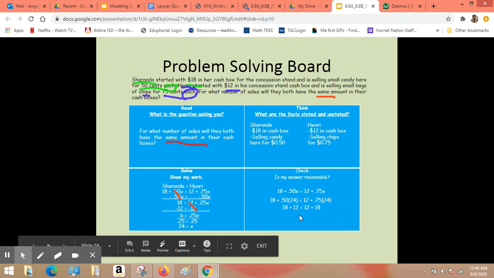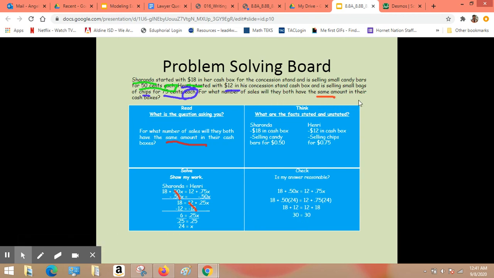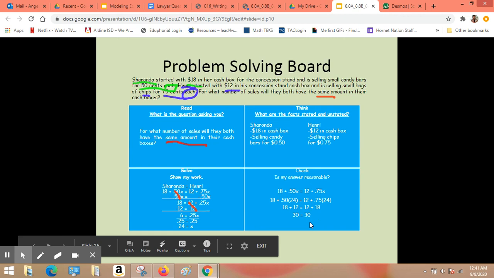So did they both end up with $30 in their box of cash by the end of the day? Yes. So they had to sell 24 each. So Sharonda sold 24 candy bars in order to earn $30. Henry had to sell 24 bags of chips in order to end up with $30. So did they end up with the same amount? Did I answer my question? 30 equals 30? Yes. So my answer is reasonable, which is telling me that I am done.